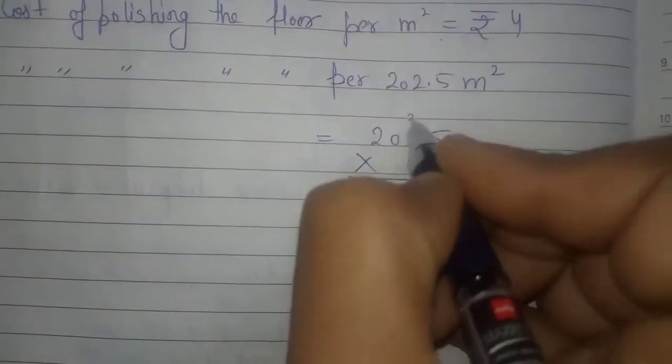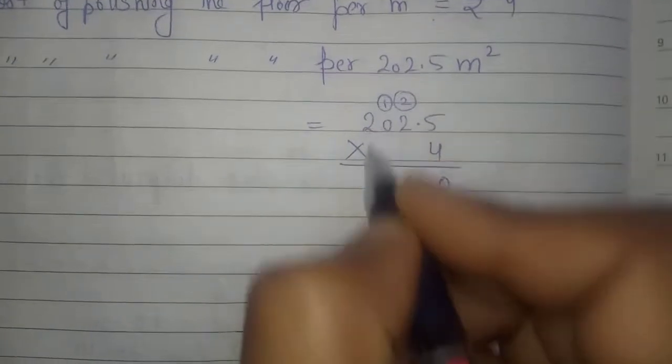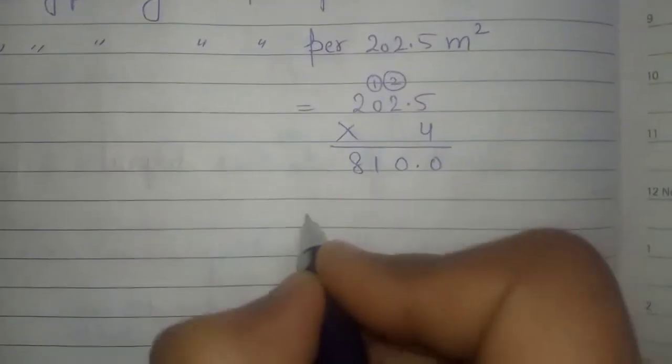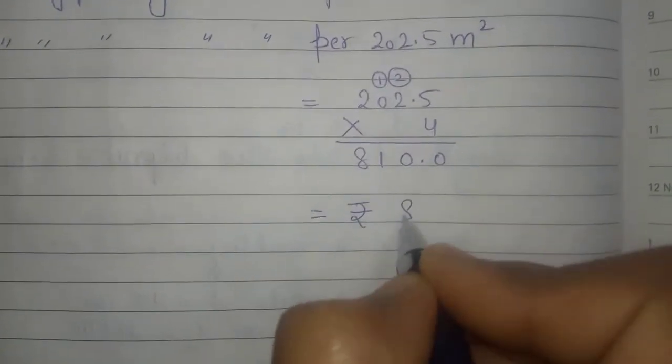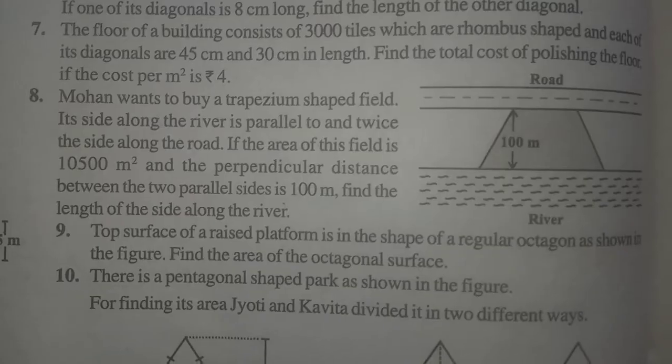4 5s are 20, 4 2s are 8, 20 plus 8 is 28, 4 2s are 8. Rupees 810 is the required answer.